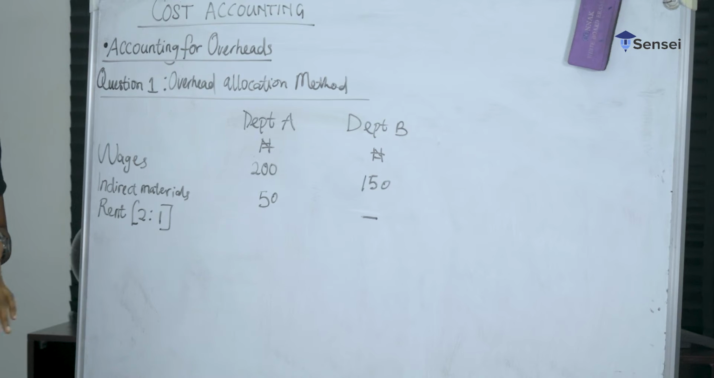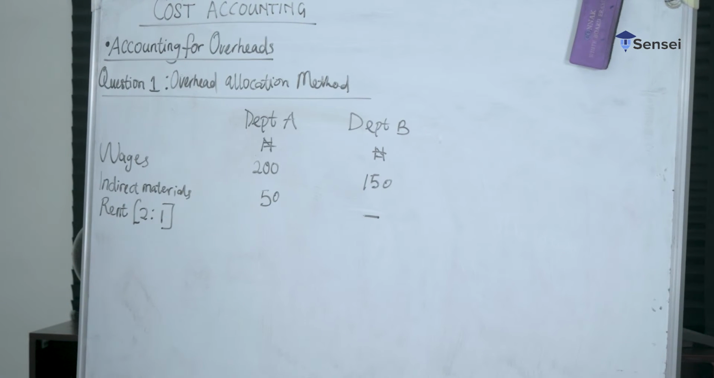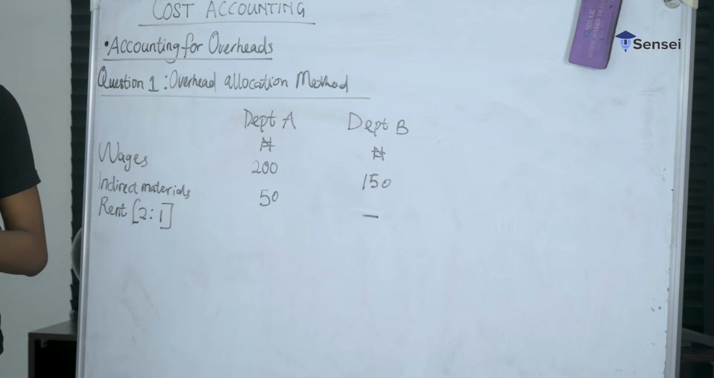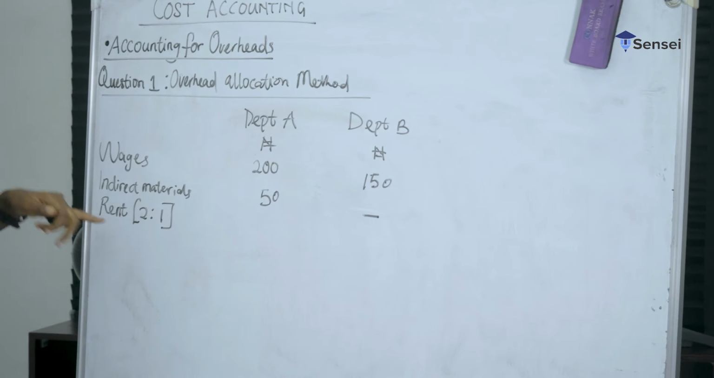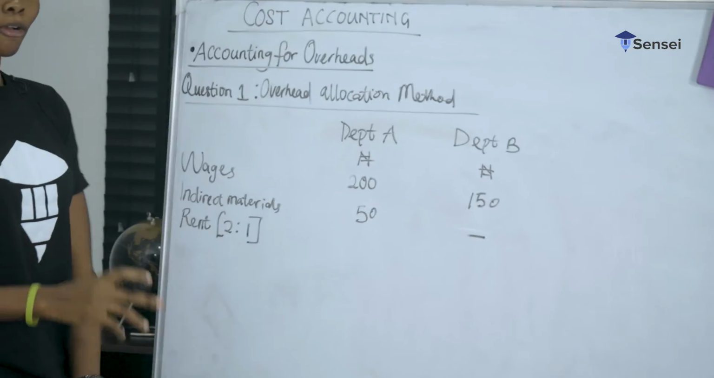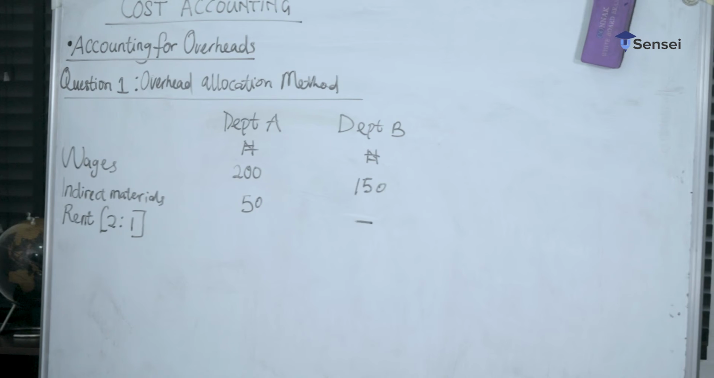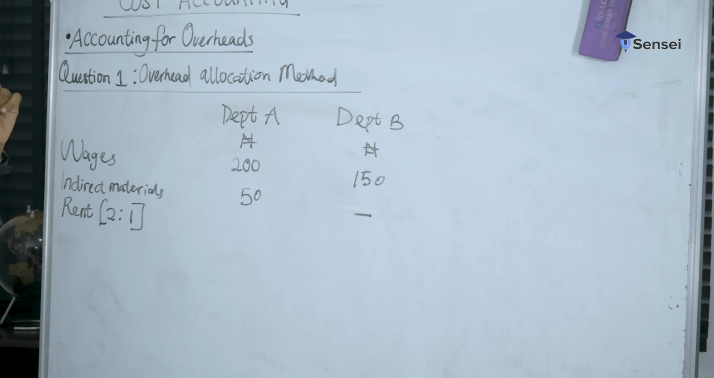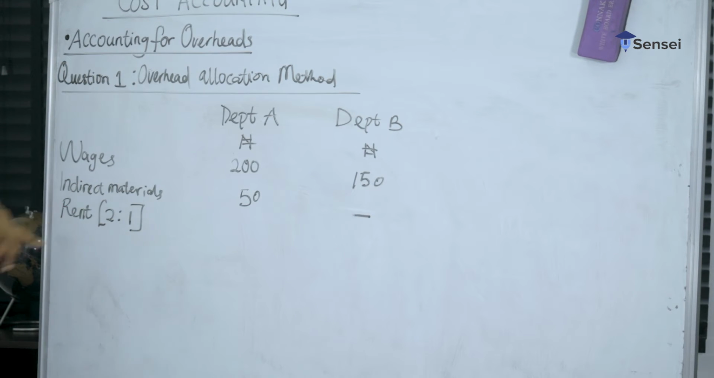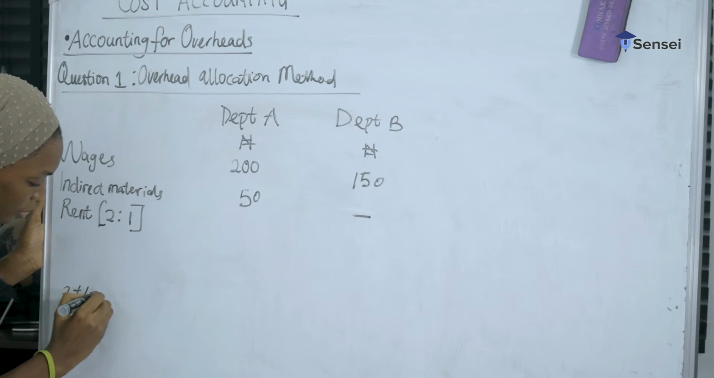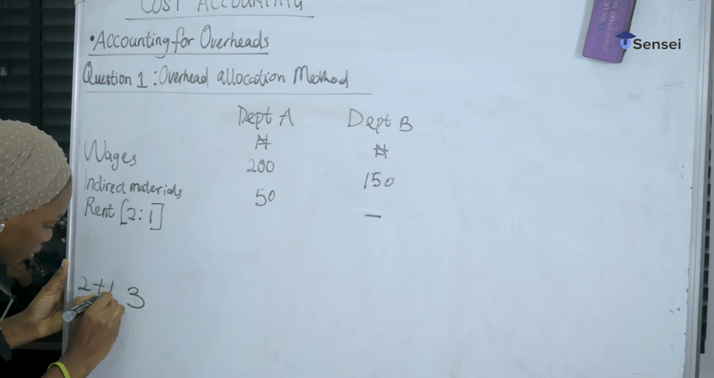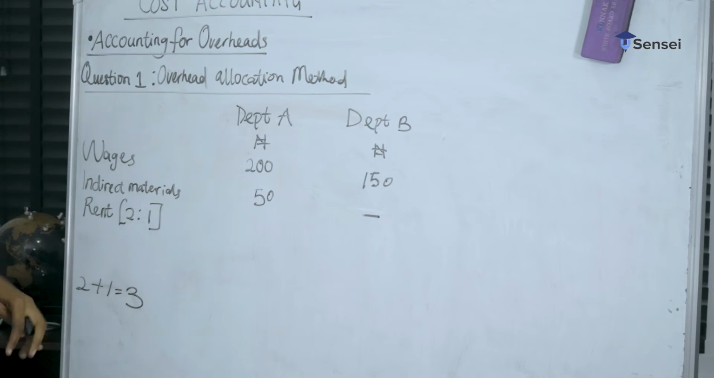So that's 3. The next item on the question is rents, which is shared between Department A and Department B using the ratio 2:1. When sharing costs between departments or cost centers using ratio, the first thing we have to do is to sum up the ratio given. According to the question, we are to share the cost of 300 naira, that's the total cost for rent, between Department A and Department B using this ratio. So having summed the two together, 2 plus 1 will give us 3.